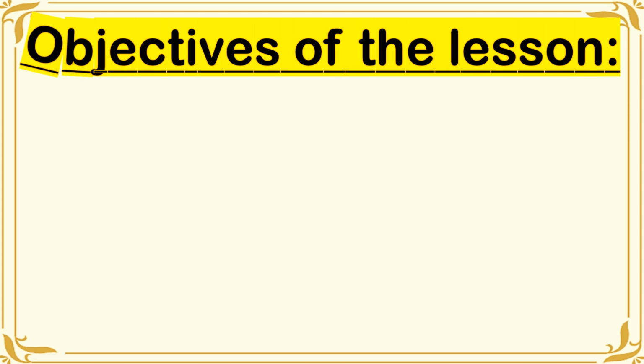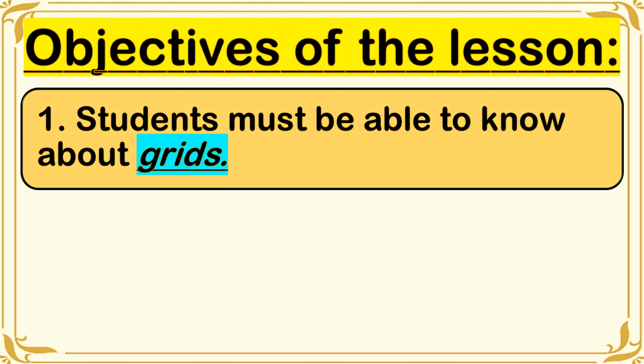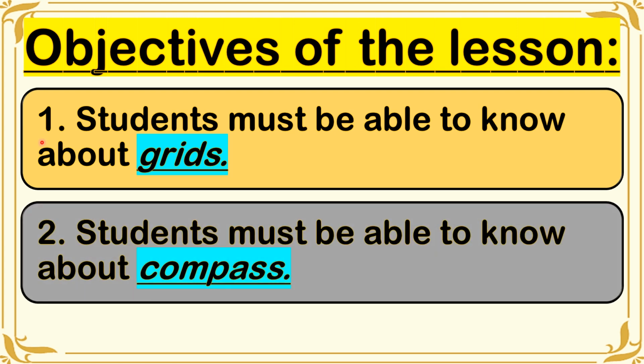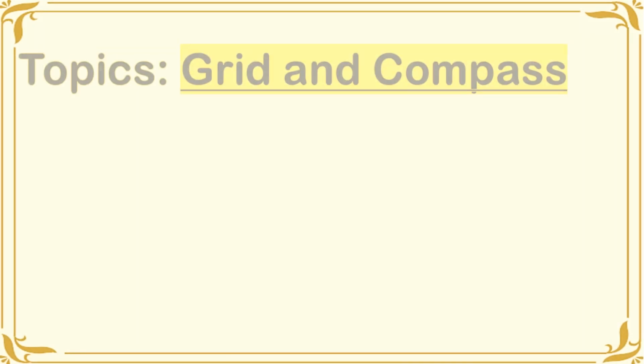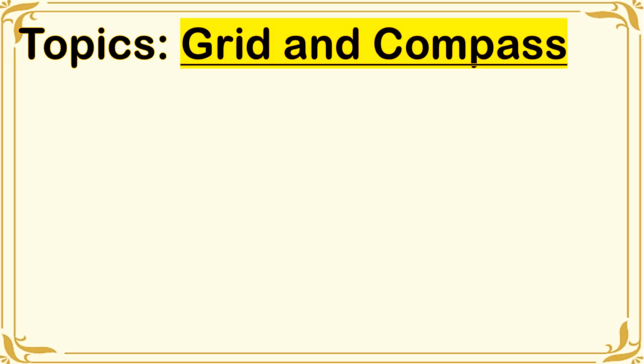Class, for the objectives of our lesson for today, the first one, students must be able to know about grids. And the second one, students must be able to know about compass. So at the end of our online learning discussion, I expect that you already know the difference of grid and compass, and you know the use of this. So class, our topics for today are the following: grids and compass.